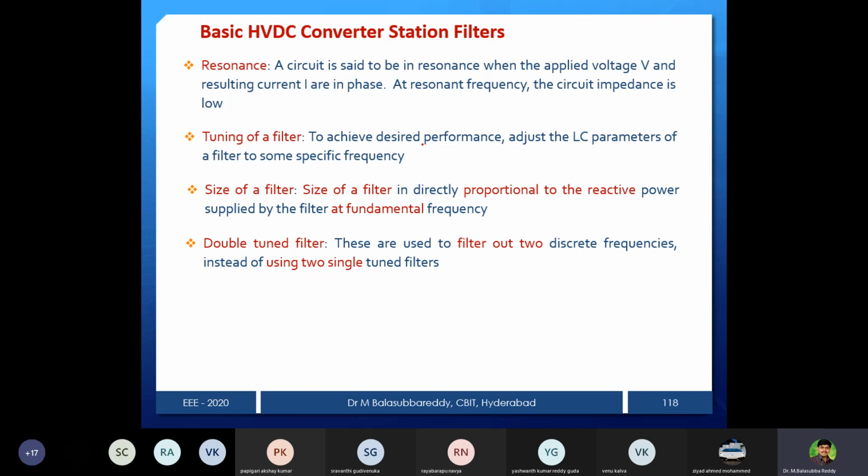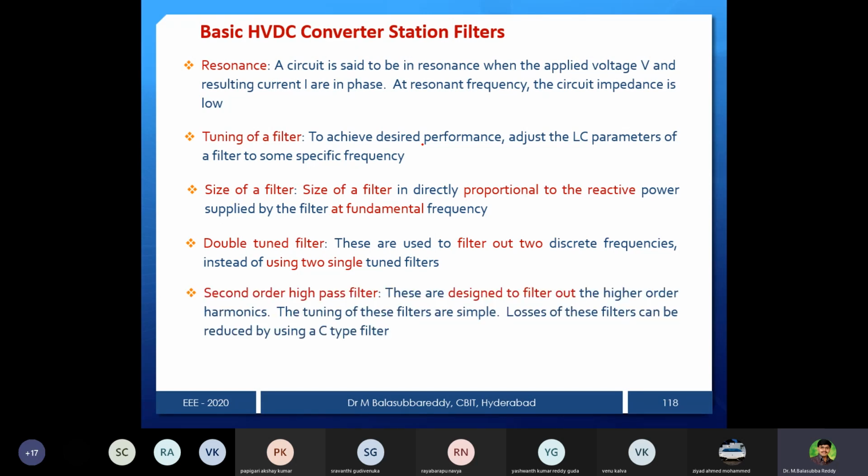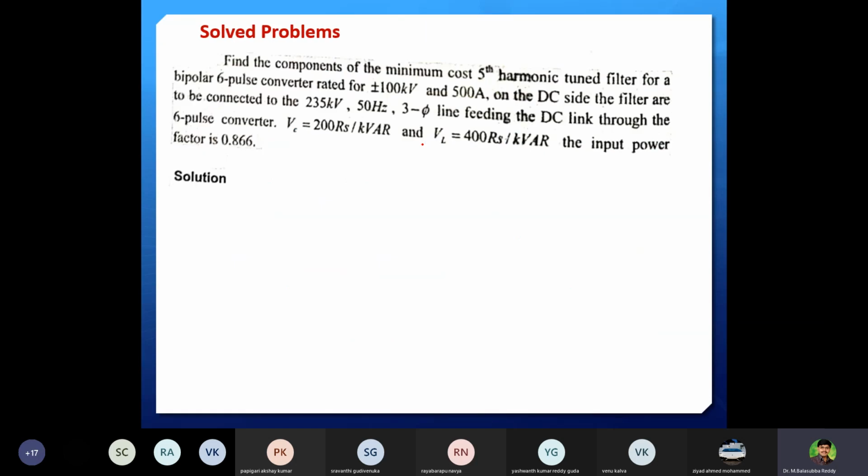And a double tuned filter will filter out two discrete frequencies rather than using two single tuned filters. A second order high pass filter is designed to filter out the higher order harmonics. Tuning of the filter is simple. Losses of the filter can be reduced using a C-type filter.